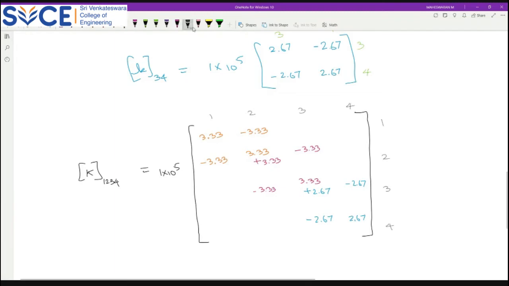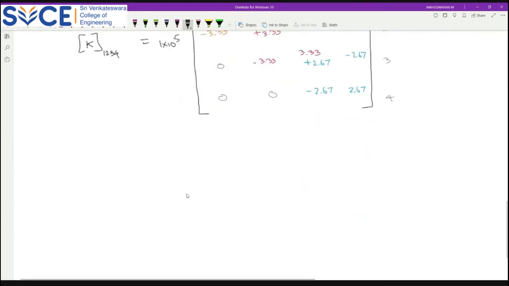You can put it as 0. So remaining, I don't have value here. So 1 3 I don't have, 1 4 I don't have, and 2 4 I don't have. Similarly here, I can put it as 0. So these are my terms. Right, so the K value is over.